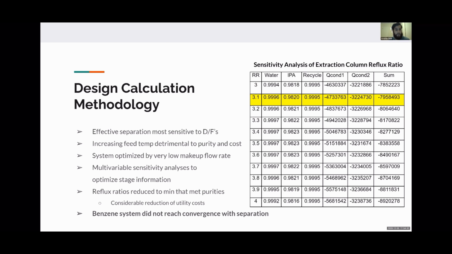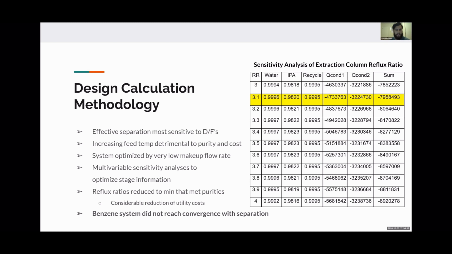And then for the stage information, so the feed stages and the number of stages of both columns, we ran multivariable sensitivity analyses to observe the effect of the combination of those inputs on the purities as well as the utility costs.